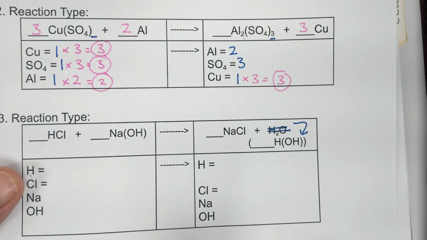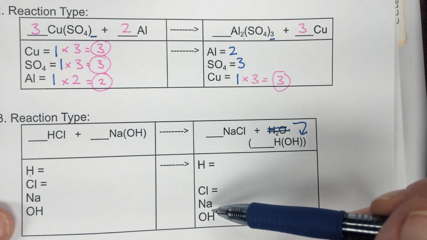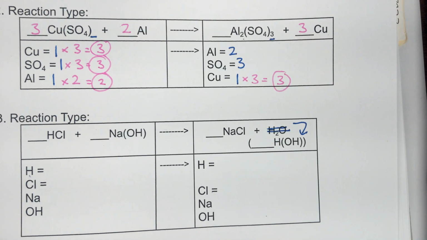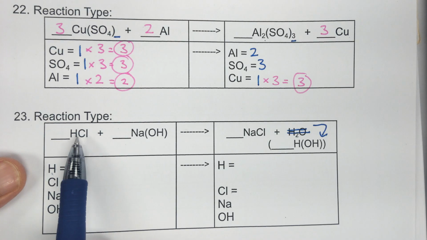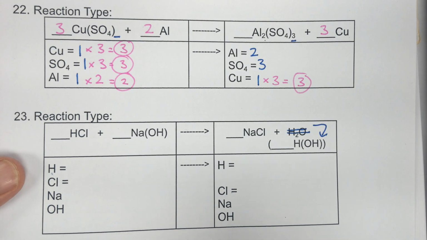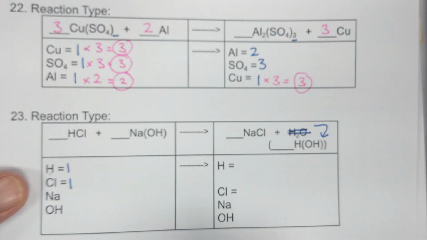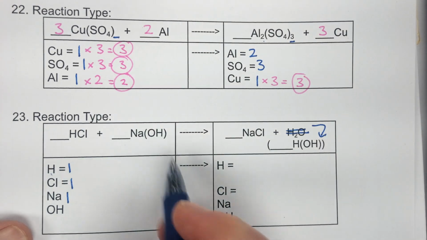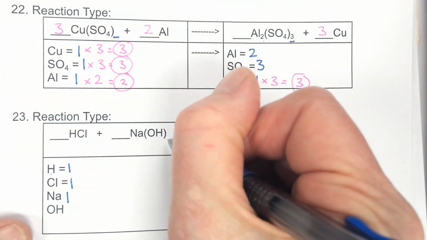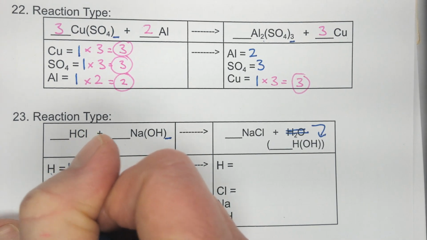Now I'm just going to go ahead and balance it as normal, but now I've got the same list on both sides, the reactants and the products. I'm going to count by setting equal to subscripts. No subscript is 1, so H is equal to 1. Cl is equal to 1. Na is equal to 1. And OH, remember, I'm looking out here, there's nothing, it's equal to 1.